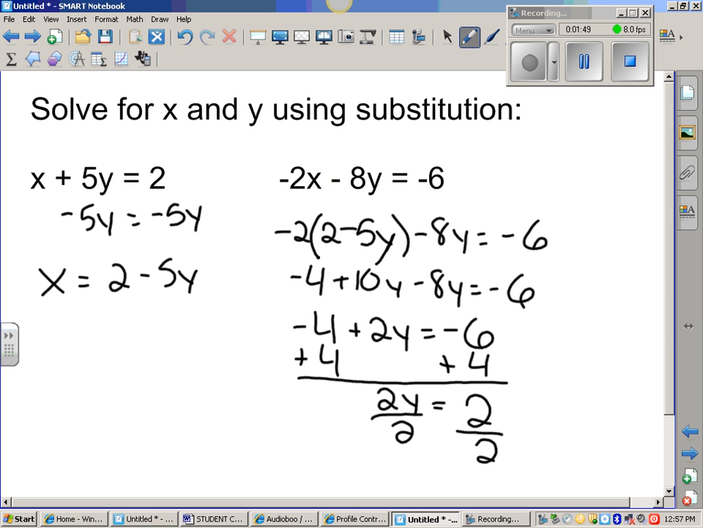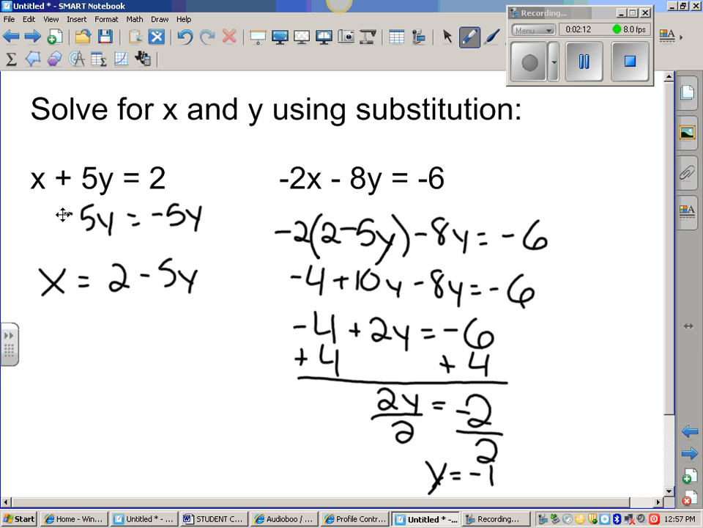There was a small oops. -6 plus 4 is -2, and the negative divided by 2 stays negative. The negative goes with the 2. Good. So now you get y equals? y equals -1. Very nice. So write that down. Are you done? No. So now what do we do?